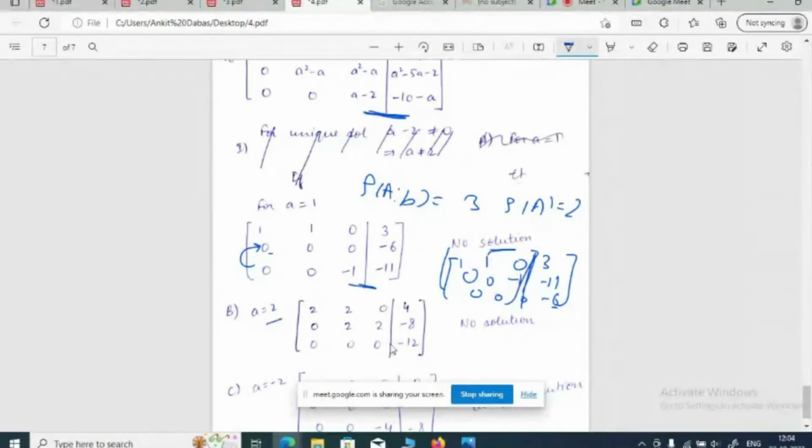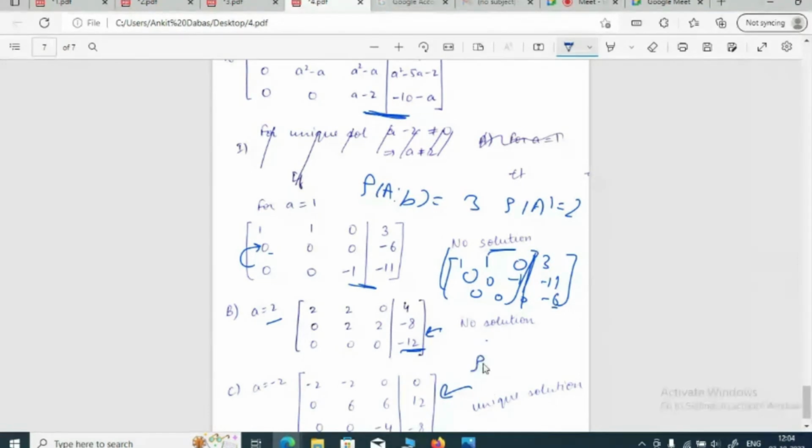When a is equal to 2, again we will have a matrix of this form, which will give us no solution. And for a equals minus 2, we can see that this is the required form. Here we will get the rank of A augmented B equal to 3, which is equal to rank of A, which is equal to the number of variables, and hence we will get a unique solution.